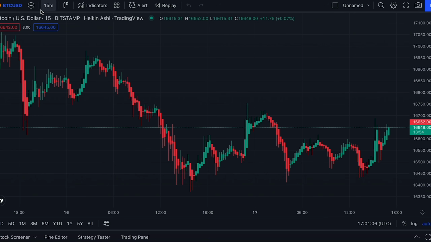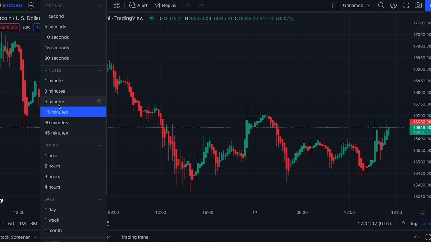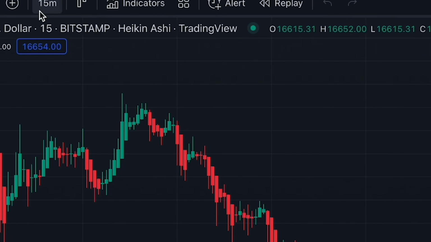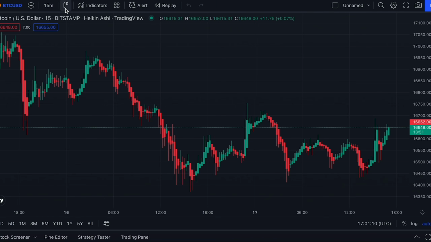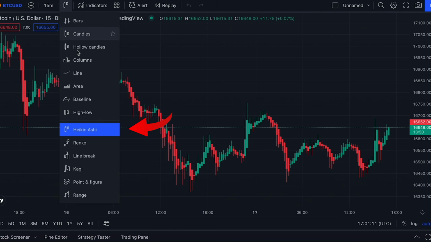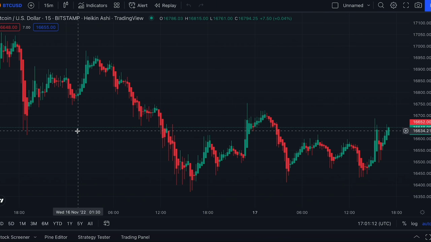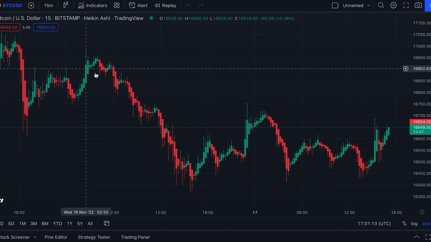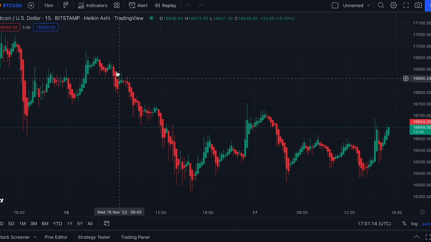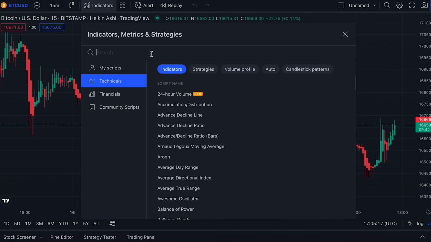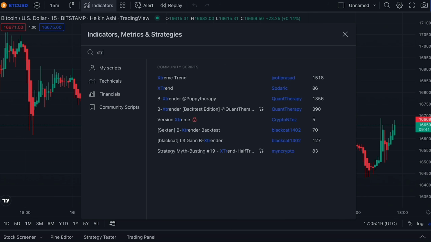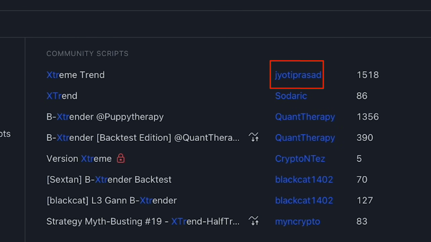Therefore, we will set up two indicators. But first, we'll do this over a period of 15 minutes, and you'll be utilizing Heiken Ashi candles. Alright? Click on the indicator after you've adjusted your candles and set the time frame. This one is referred to as the Extreme Trend from Jyoti, also a very small percentage. Not many people are aware of this one.